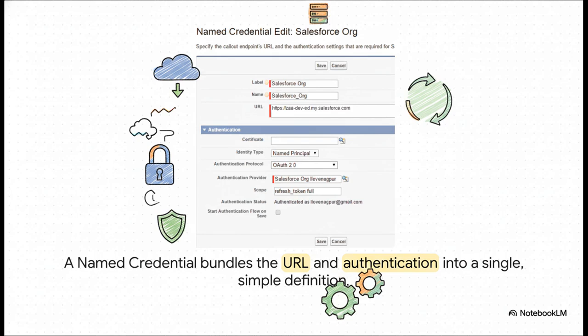And just look at how clean and simple this makes things. You plug in the URL for the external service, you choose your authentication method like OAuth 2.0, and Salesforce handles everything else. It stores the secrets securely, it performs the digital handshake automatically, and it even manages refreshing the tokens for you. Seriously, this is a total game changer for writing clean, secure, and maintainable code.